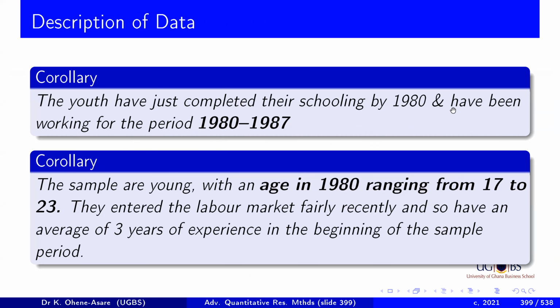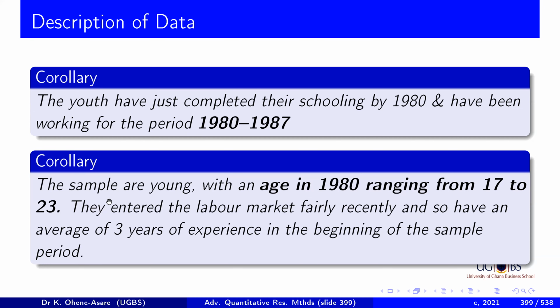I've said this before, and they have been working from 80 to 87. The sample are young. The ages in 1980 range from 17 to 23 years. So they are young, they would want to marry over the period. If somebody is 23, it means by the 8-year period, the person is like 31. So that person might have married. So that's why you can say that marriage is changing.